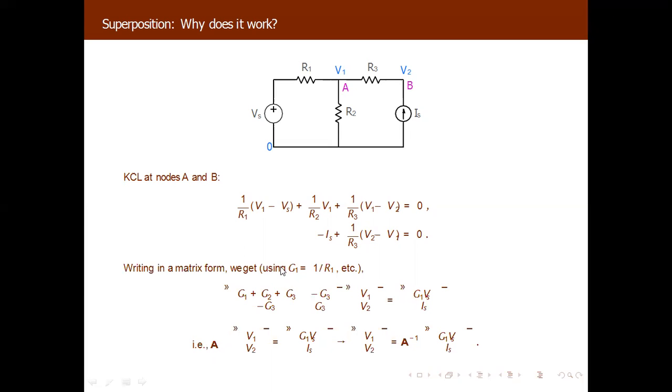So here, if we are writing the equations in the form of a matrix, you can write G1 plus G2 plus G3. If we are having 3 resistors, you can write those equations in this form also.